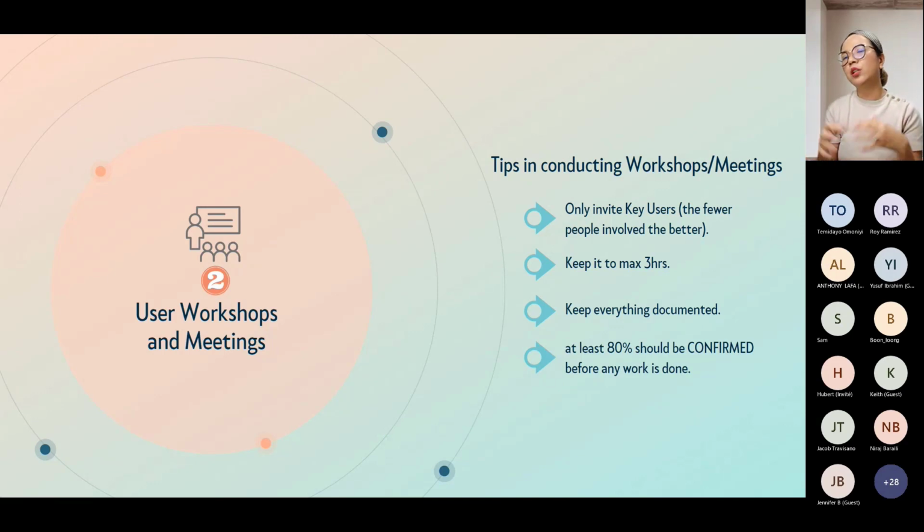But to be honest, usually my workshop will last 1 to 2 hours. This is to ensure that you gather all the information, and likely there would be more questions during the workshop. So you would have to keep everything documented, list down all the questions that you have, and then of course do minutes of the meeting, whatever works for you, and have it sent to them, and have them get back to you. At least for me, 80% should be confirmed before any work is done.